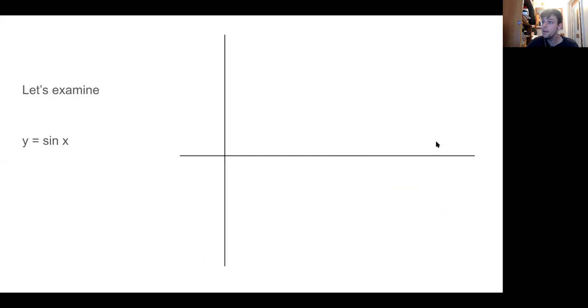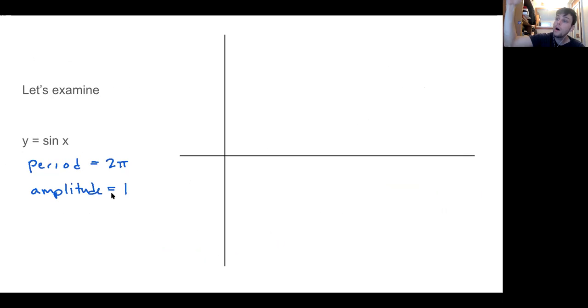So let's examine y equals sine of x. Again, this is a really basic graph, and we're going to create this one pretty simply here. So this is our standard one. It has a period of 2 pi, or a cycle of 2 pi. It has an amplitude of 1, meaning it's going to go up 1 and down 1 from our midline value. That's really all we need to know here.